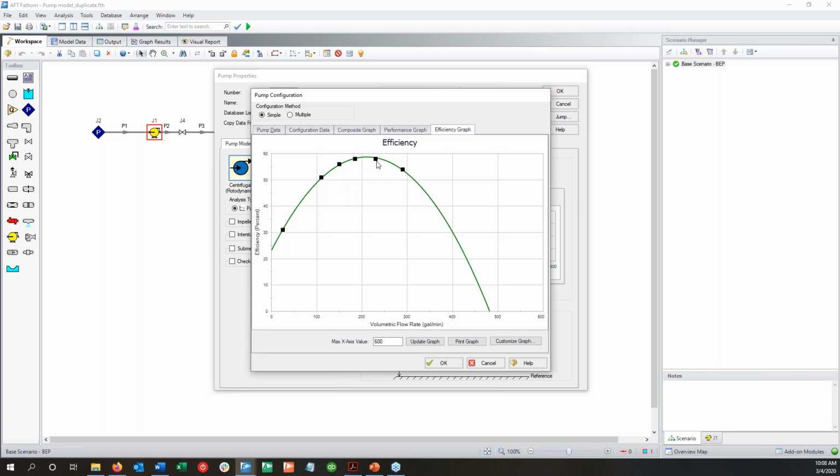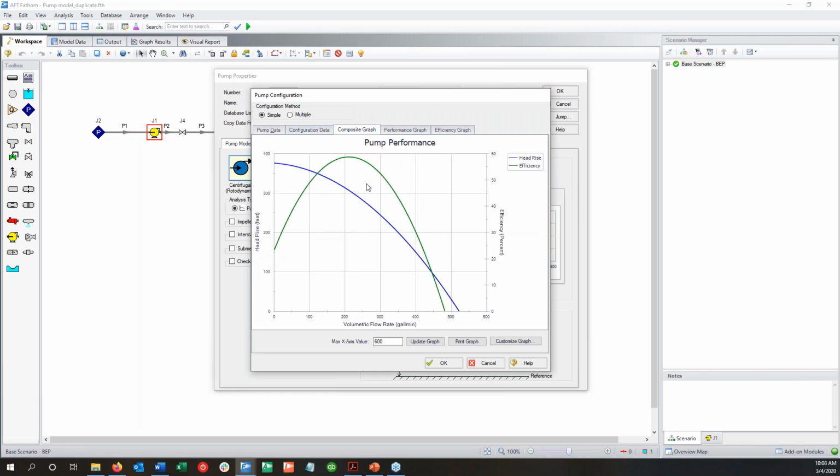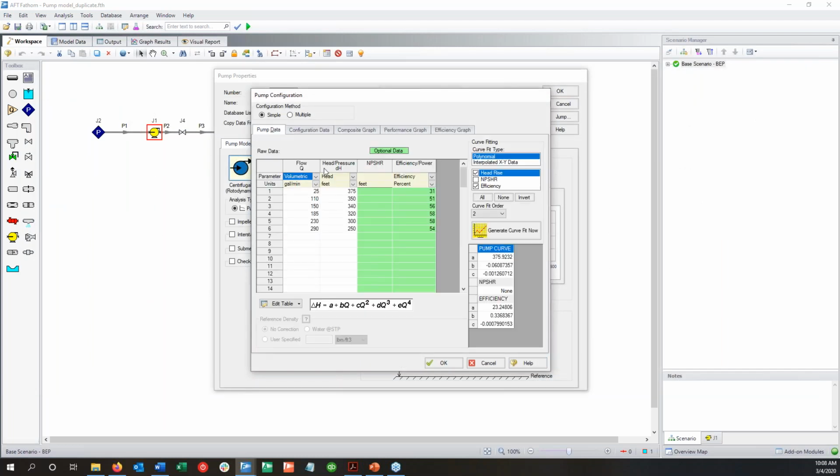This is why it's important to have these 2 points around the 58% efficiency, just so that way you know where that best efficiency is. Easy to get close, and it's hard to get even closer. Right? We can also take our composite graph. This is easy enough to print, or if you want to customize it, those are some options. But in our case, we're mostly concerned with specifying the pump, specifying efficiency.